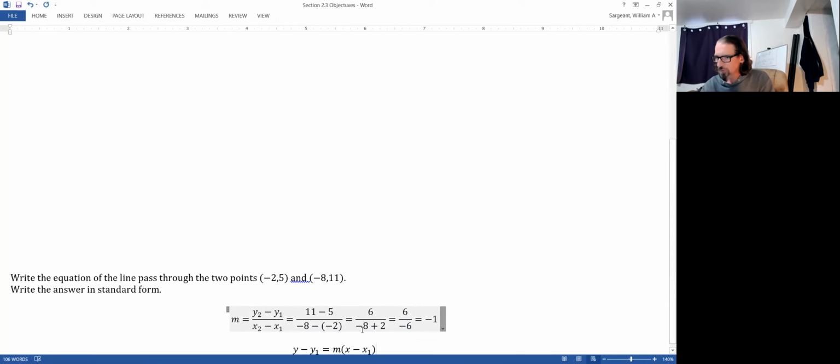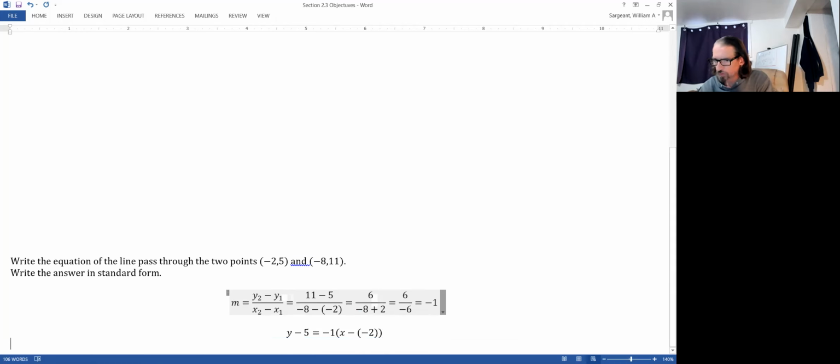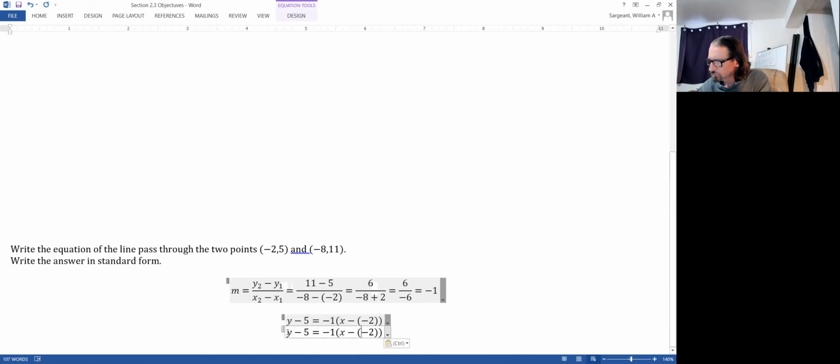And I'm going to plug that in to the point slope form, as well as, like I said, I'm using the -2, 5 as the first point. So y minus 5 there, and x minus -2 here. Now, that's going to have the x minus -2 become x plus 2. And then I will still have to distribute the negative. So we will have y minus 5 equals -x minus 2, because we changed both the signs. We have to distribute fairly to all the parts.